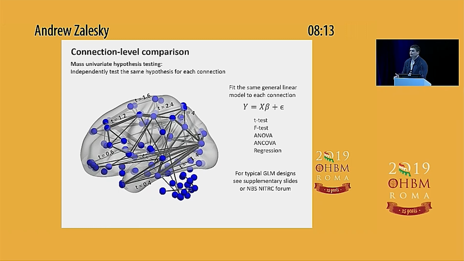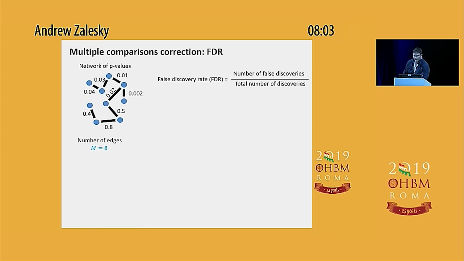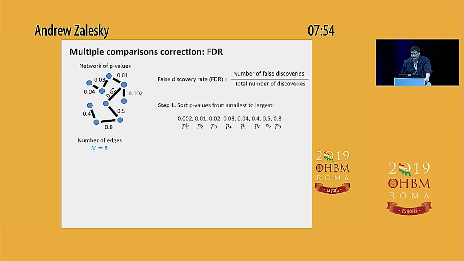How do we then deal with the multiple comparisons problem? The fact that we've done this across thousands, potentially tens of thousands of edges. One way to do this is to use generic methods, such as the false discovery rate or Bonferroni. Perhaps Bonferroni is probably too strict in this situation. I'm not going to go into the mechanics of the FDR.